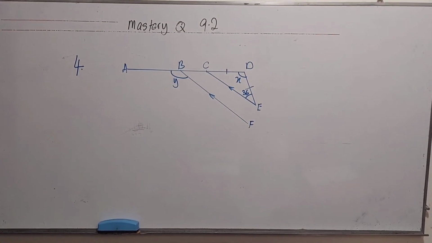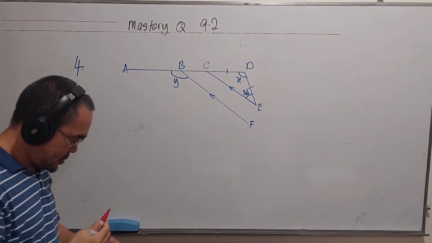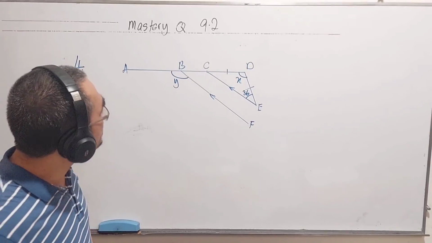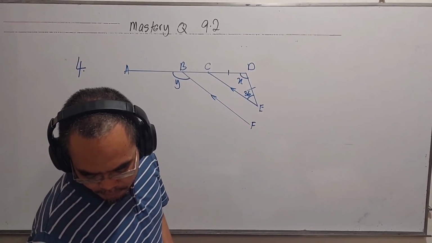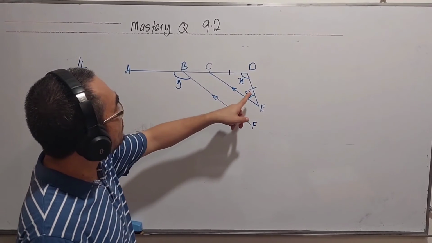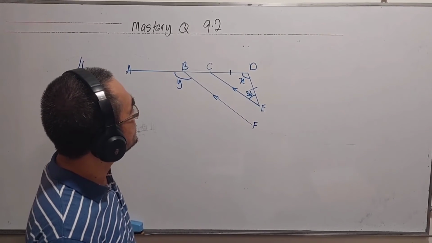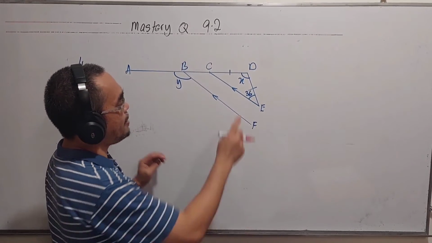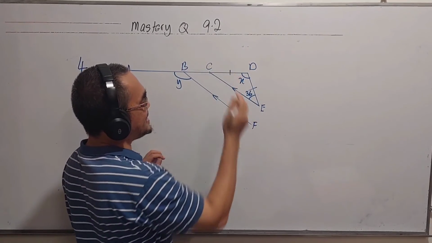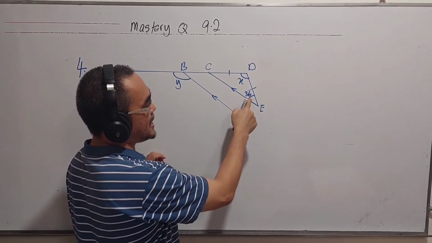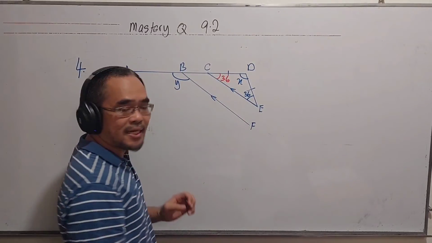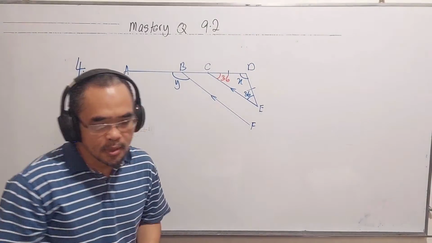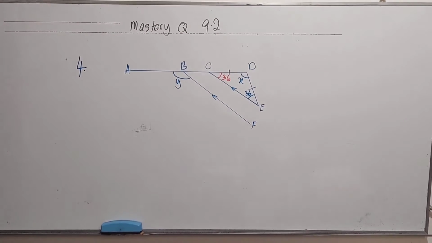Question 4. How to find X? Okay, we have to solve the triangle. That is, we have DE equal to DC. If this side is 36, this side is also 36 degrees. Okay? Let me switch on blue.